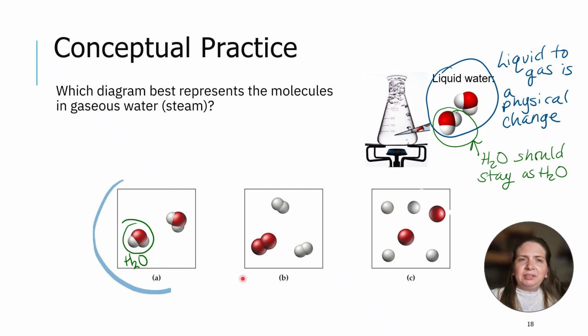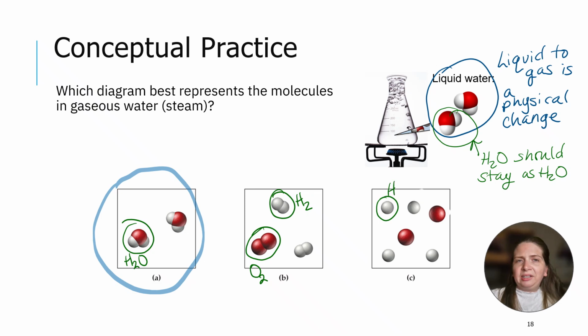The second image is incorrect because the molecules have changed into H2 and O2 molecules, meaning the chemical composition has changed. The last image is also incorrect because hydrogen and oxygen atoms are completely separated and no longer bonded together.